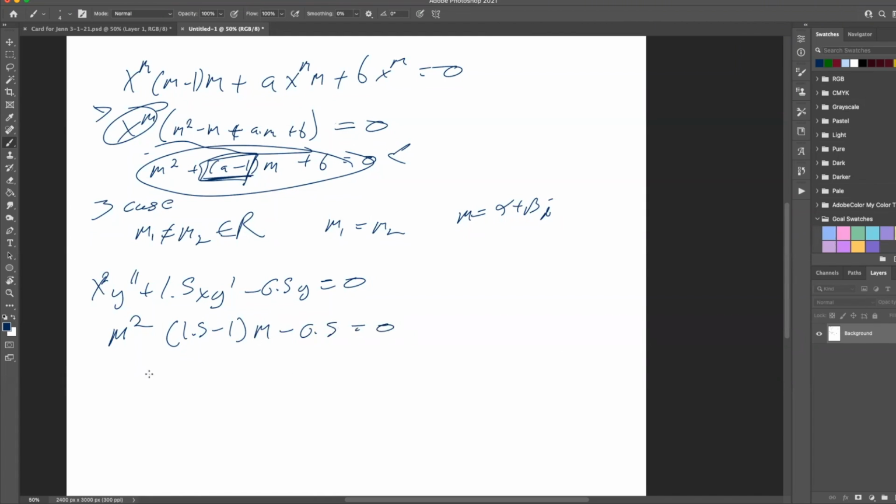So you just write out this equation. They call this equation the auxiliary equation. Just the name is different than the characteristic equation. So this is the auxiliary equation. So here I get m squared, so this is my first one. M squared plus 0.5 m minus 0.5 equal to 0.